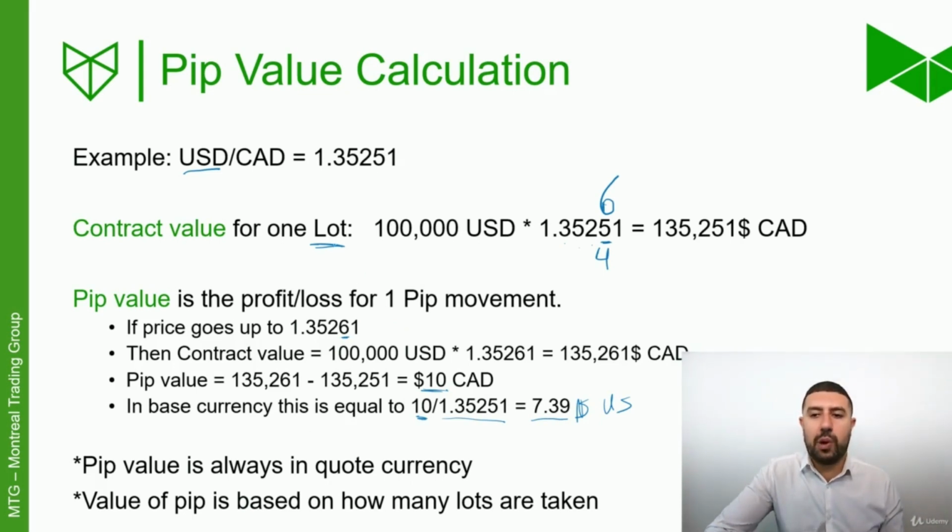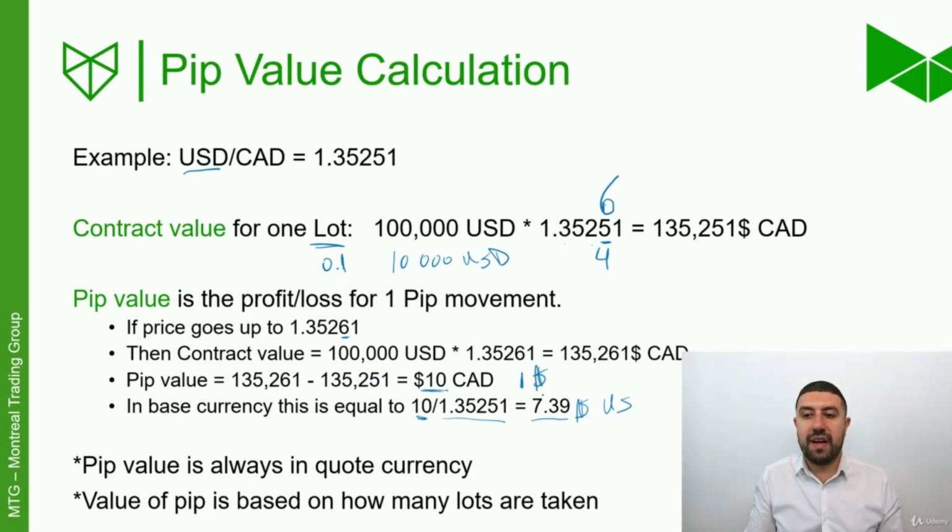But imagine you didn't buy 1 lot and you bought 0.1 lot, right? Because you didn't want to spend 100,000 US, you wanted to spend 10,000 US. Well, in this case, what would have been your pip value? It would have been 10 times less than this. So it would have been $1, your pip value.